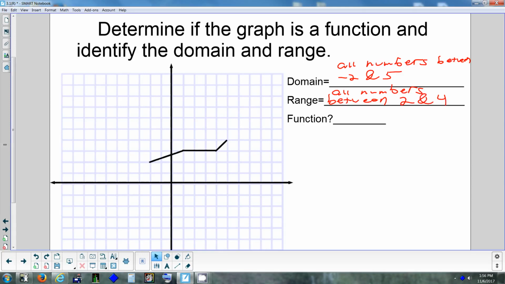So you could name any decimal, any fraction you want between 2 and 4, 3.7. If I draw a line at 3.7, it's going to hit it somewhere. There's 3.7 on the y-axis. Because it's the y-axis number. Is that a function? Yes. Yes. That is a function.